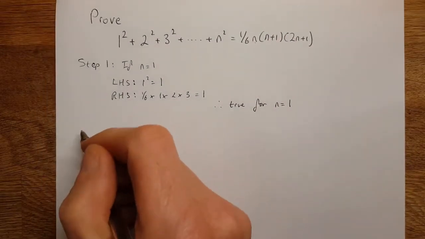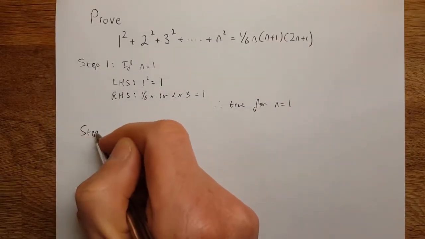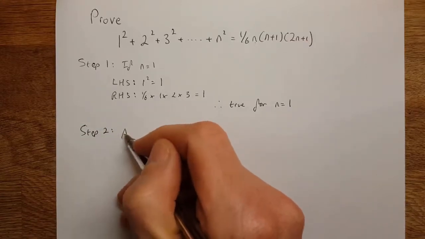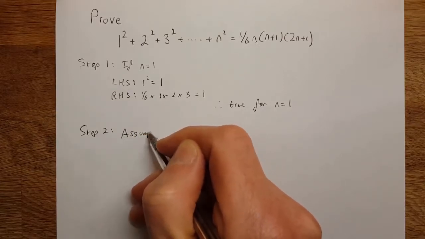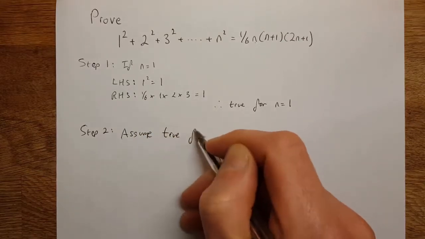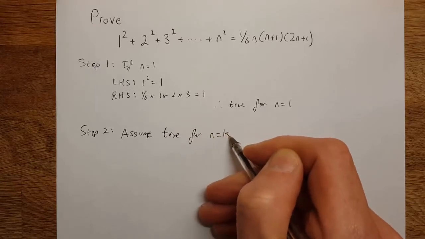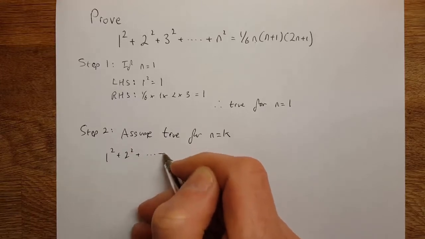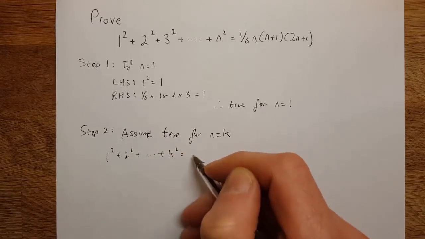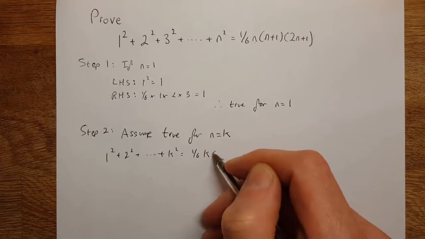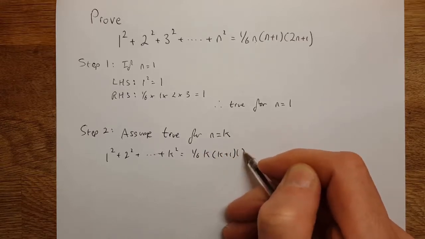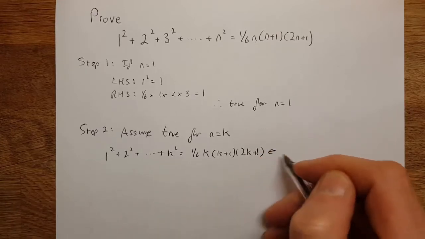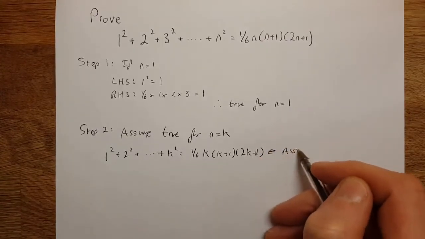What I'm going to do now is move on to step 2, and I'm going to look at what happens if it's true for any number. So we're going to assume it's true for n equals k. I'm going to say that 1 squared plus 2 squared plus all the way up to k squared equals a sixth k plus 1 times 2k plus 1. So that is my assumption, and I'm going to label that assumption.